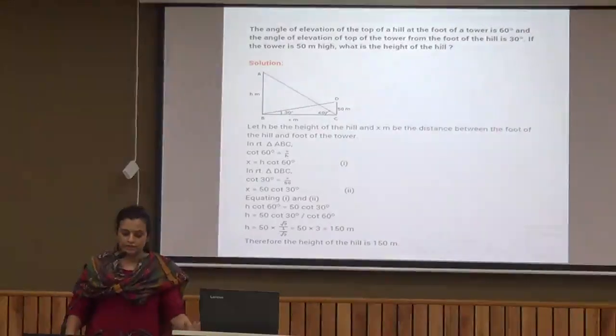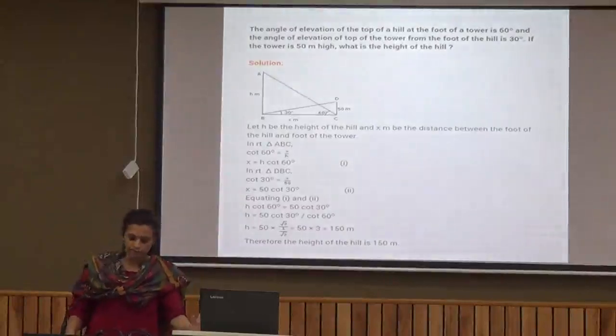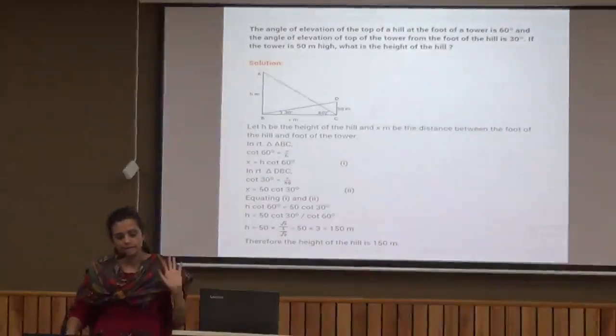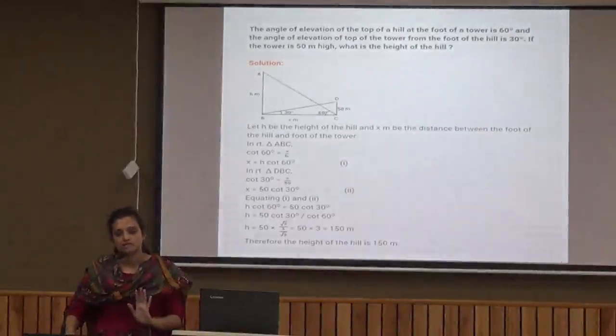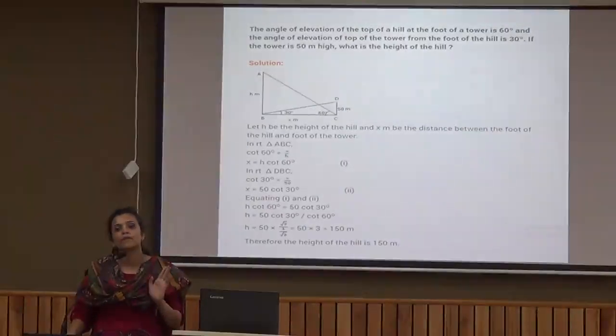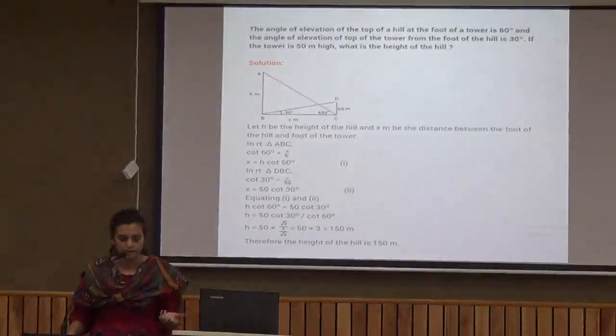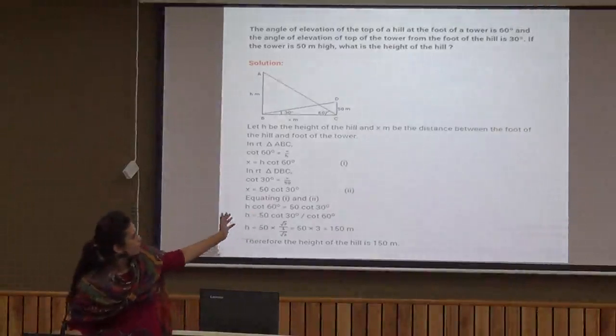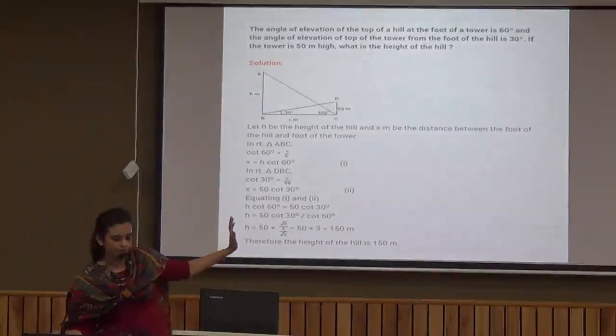Let H be the height of the hill and X meter be the distance between the foot of the hill and the foot of the tower, right? They say the height of the tower is 50, so DC is 50. Look at point A. Point A is being seen from point C at an angle of 60 degree, and in the same way, to look at point D from B, I need to lift up my eyes by 30 degrees, so that's the angle of elevation. So let H be the height of the hill and X meter be the distance between the foot of the hill and foot of the tower.